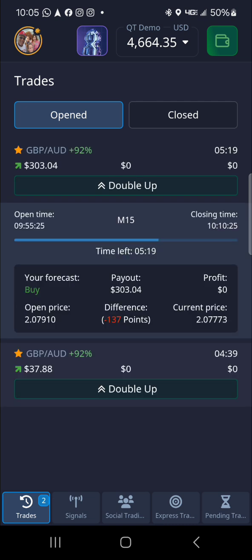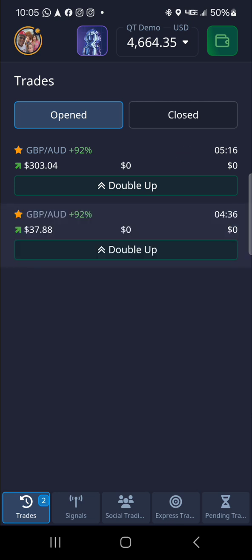That looks like this one's 141 points, not good. We're hoping that maybe it will turn around. This is a GBP AUD.